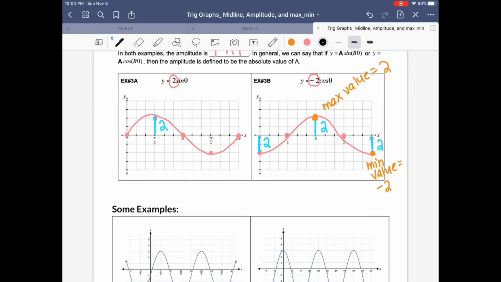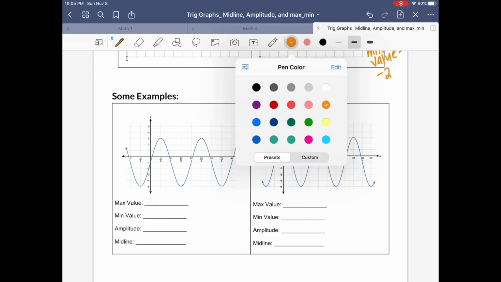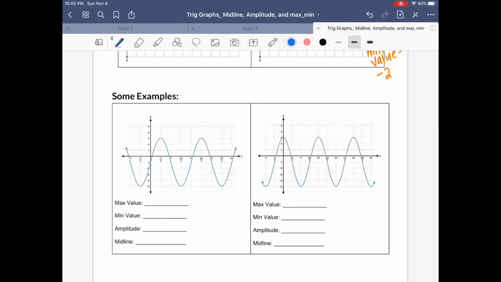So let's just look at some examples and identify these key features, okay? So for these next few problems, it asks for the max value and the minimum value. So my maximum value is the y value that it hits the highest. So my max value is going to be 3. My minimum value is the lowest value that it hits, so that's going to be -3, or excuse me, -5.